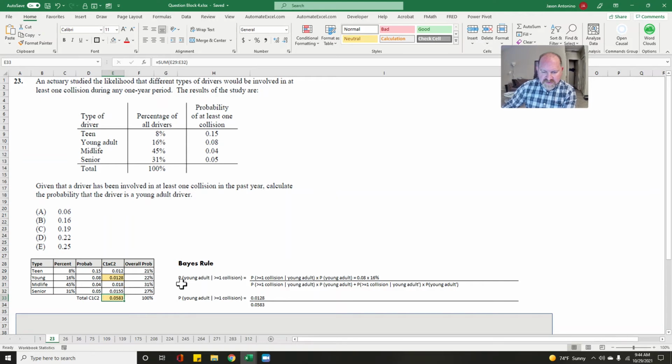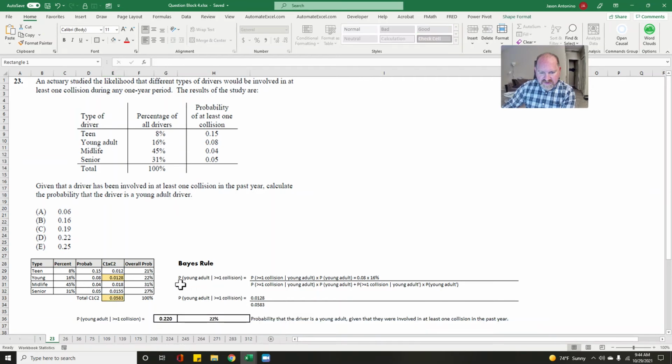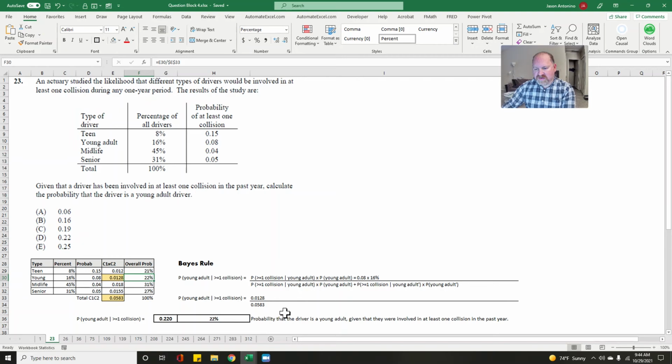So we use Bayes' rule. You just take the product of these two cells, which is 0.0128, put that in the numerator, and then divide that number by the total here, which is right there, 0.0583. So that works out to 22% probability that the driver is a young adult, given that they were involved in at least one collision in the past year.